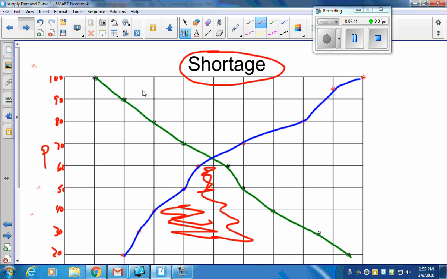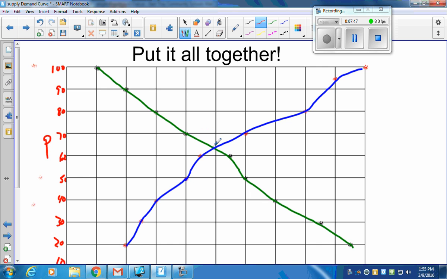So if you put together a whole supply-demand curve, here we have equilibrium. I'll mark that as an E. Up here we have surplus. Here we have shortage. And that puts together a whole supply and demand curve.